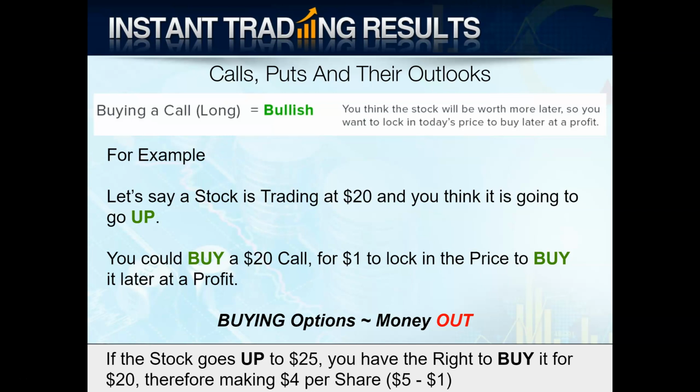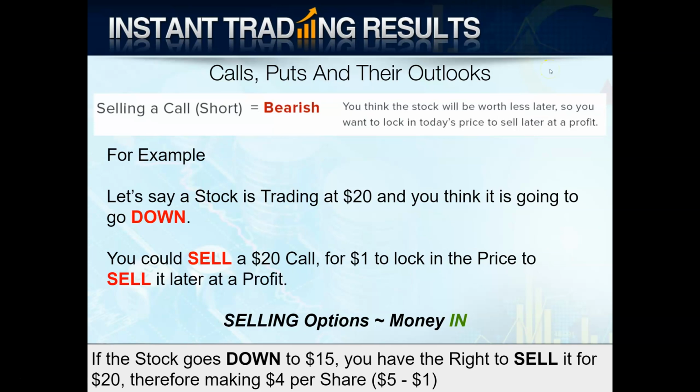So you've outlaid $1 and you've made $4. That's not a bad return, is it? A lot better than outlaying $20 to return $25. Selling a call, that's going short. It's bearish, right? If you sell a call, you think that the stock will be worth less later. So you want to lock in today's price to sell later at a profit.